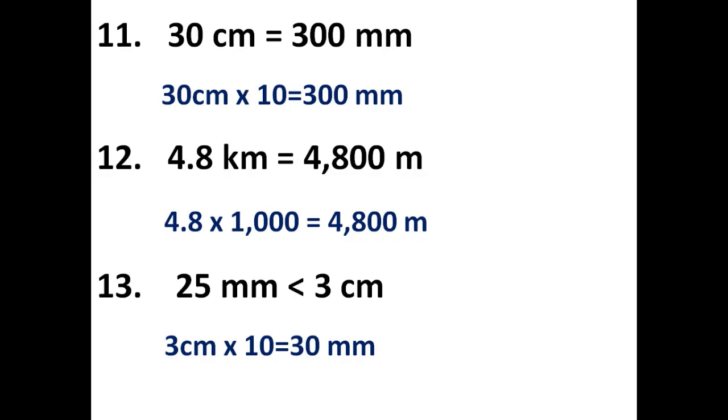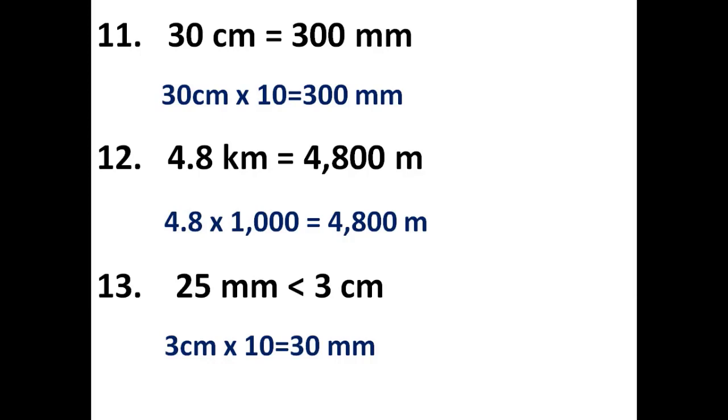In number 12, 4.8 kilometer and other side is 4800 meter. Now we are going to change 4.8 kilometer into meter. We will multiply by 1000. We will get 4800 meter. It means both sides are same. So they are equal.